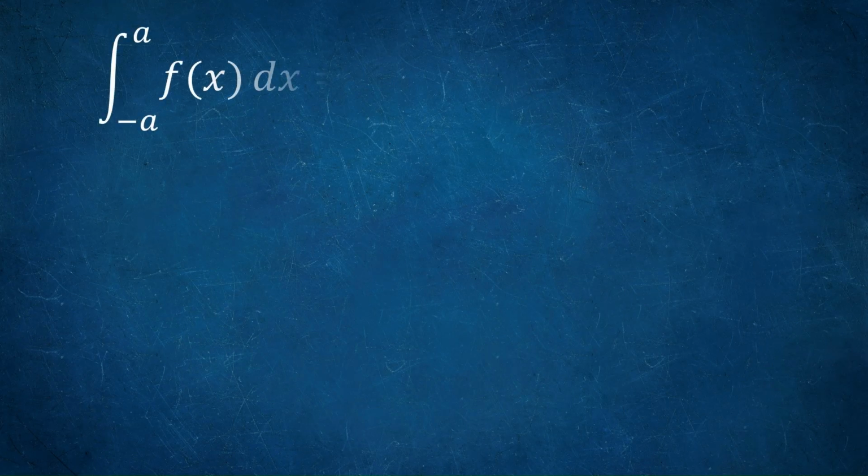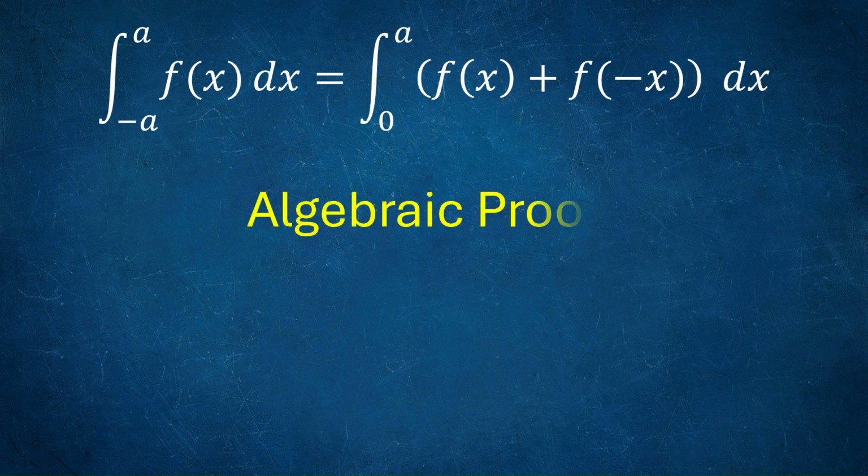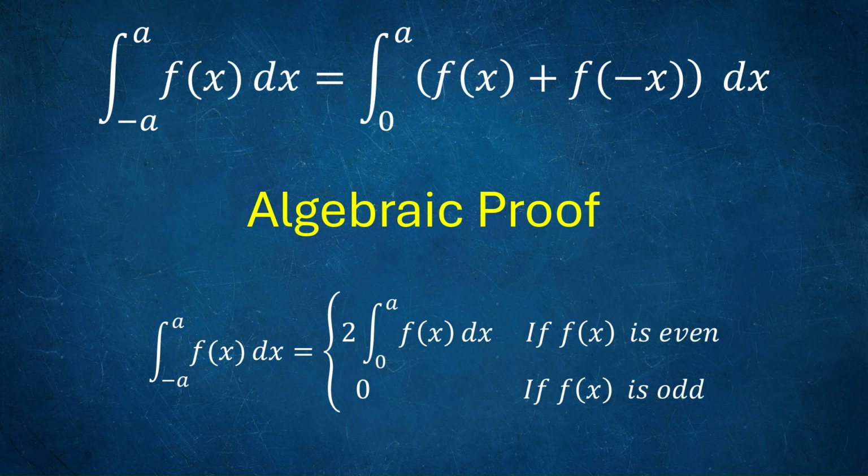Integral from minus a to a f of x dx is equal to integral from 0 to a f of x plus f of minus x dx. In this video, we shall give an algebraic proof of this definite integral property. In the latter part of the video, we shall deduce this well-known result from this definite integral property.